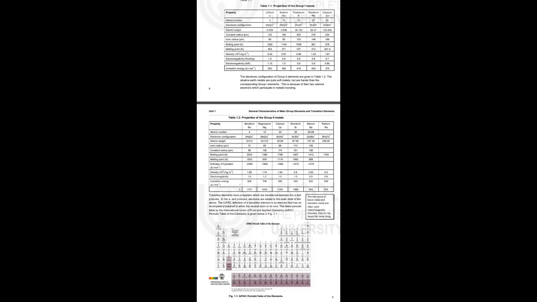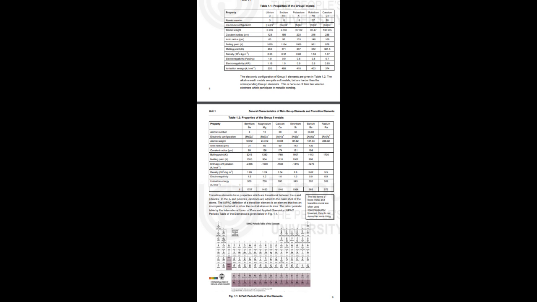The alkaline earth metals are quite soft metals, but are harder than the corresponding group 1 elements. This is because of their two valence electrons which participate in metallic bonding. Table 1.2, Properties of the group 2 metals.